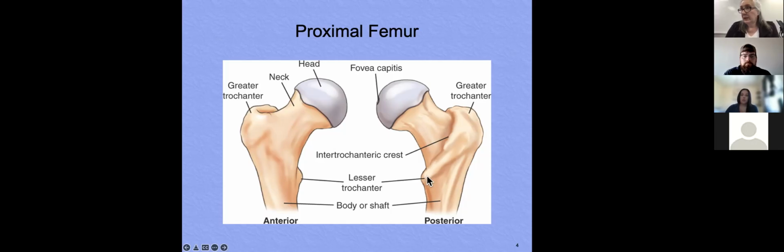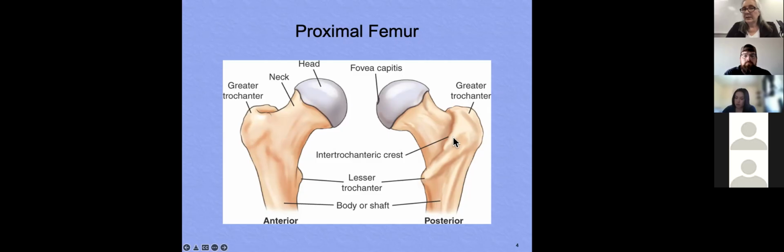Greater trochanter, lesser trochanter. Now, on the anterior image, we see something that connects these two things, and it's called the intertrochanteric line. Not as prominent as what's posterior. Most people don't ask you this, but it is important to know in case you ever see it in writing. So this would be the intertrochanteric line.